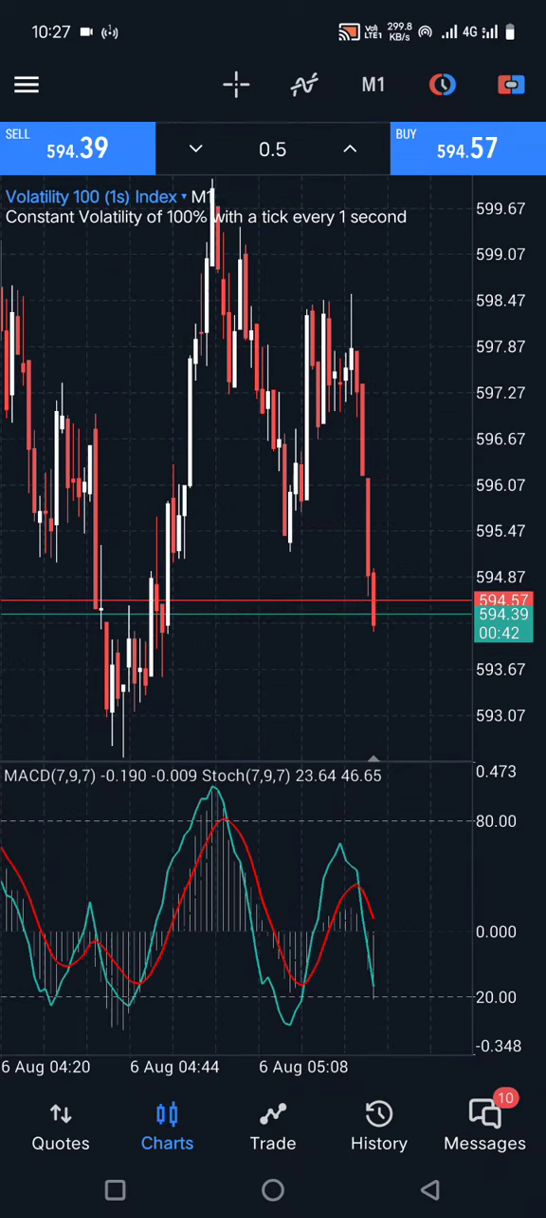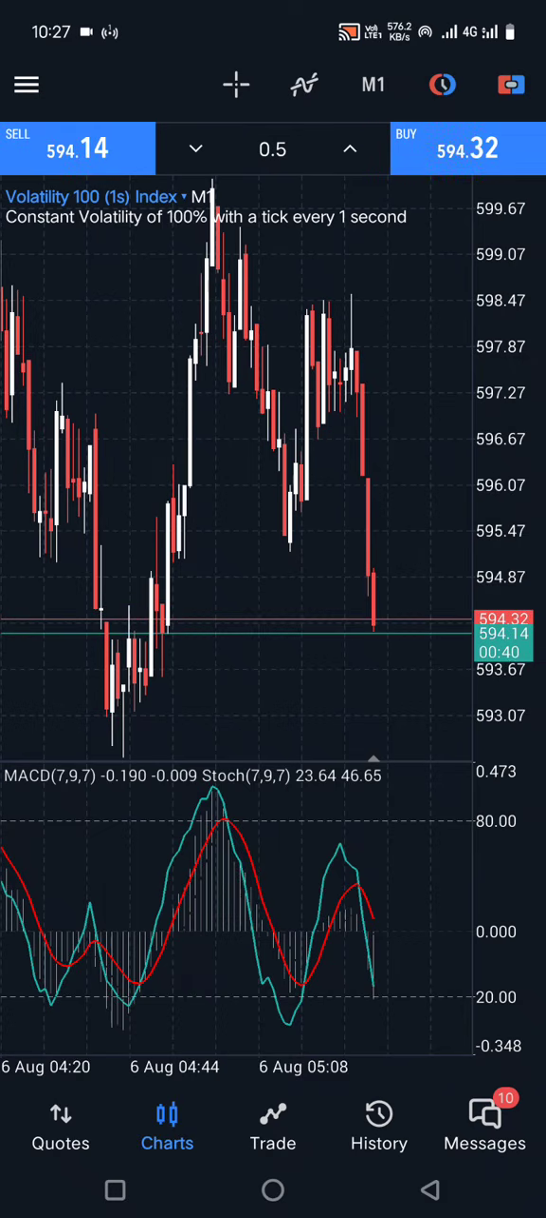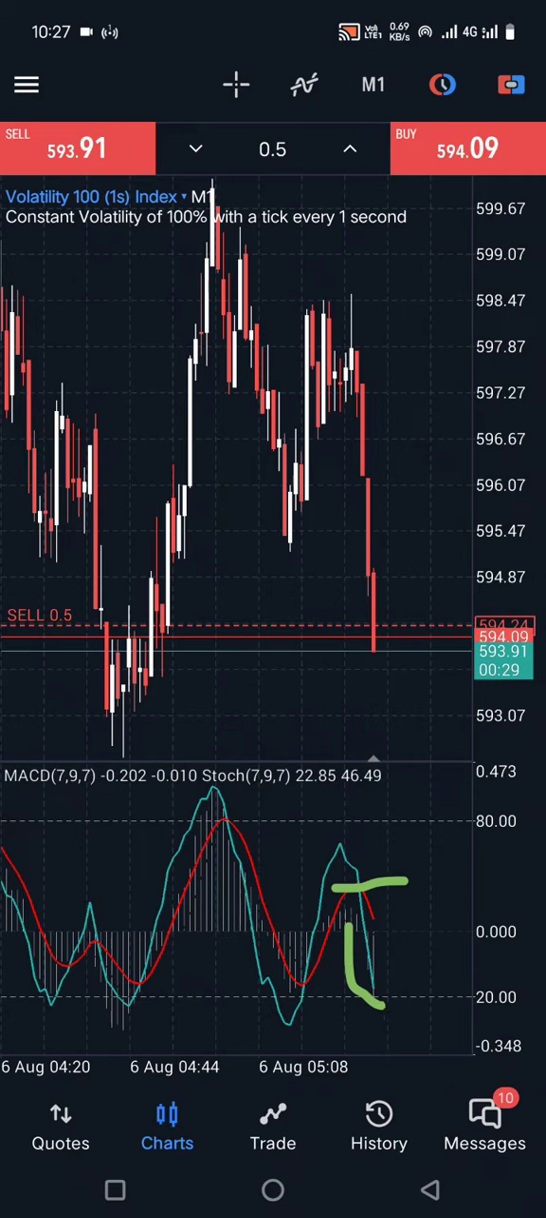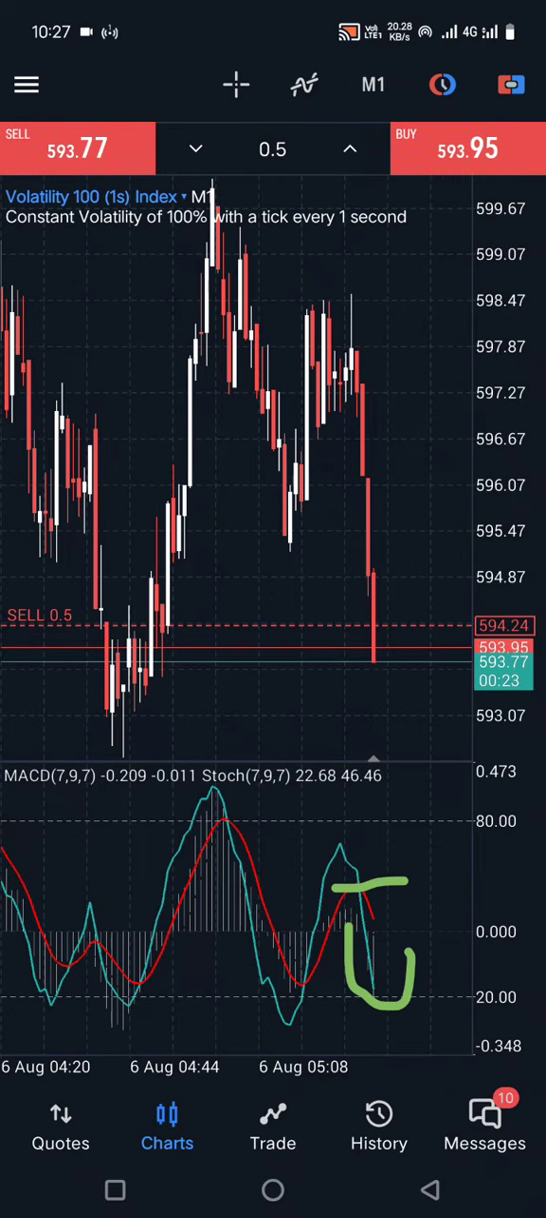Look here, that's where we meet with a good trade. Here is the Volatility 101 index, which is showing sell, and also the stochastic crossover is showing us sell. So both the stochastic crossover and the MACD volume are showing sell, and immediately the trade went in sell. So that's how it actually works.